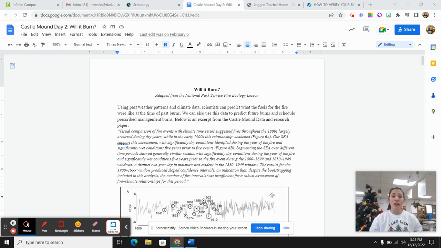Whereas here in the summer, a high humidity day might be 80 to 90 or even 100% humidity. So when we have that much moisture in our fuel, it's not going to burn as easily. So that's what you guys are going to be looking at in our lab today.